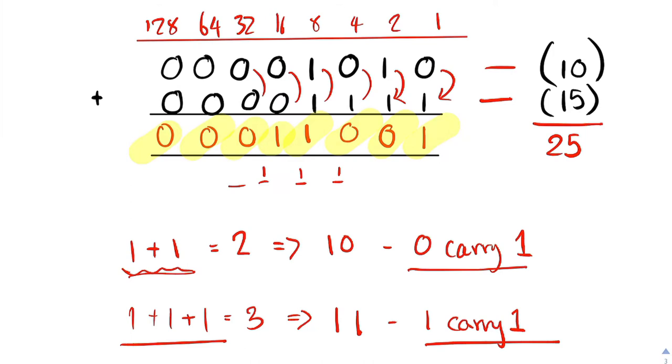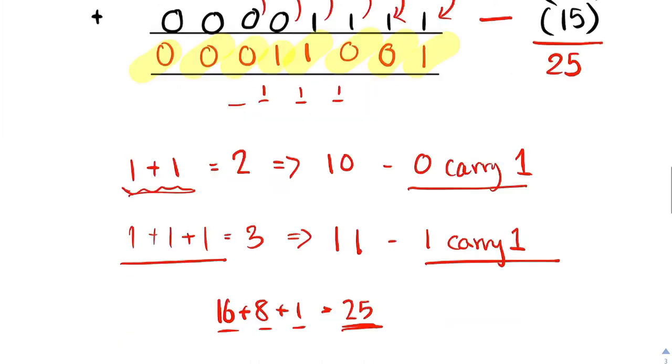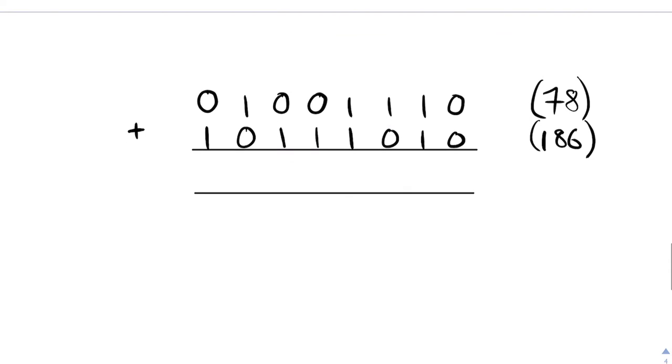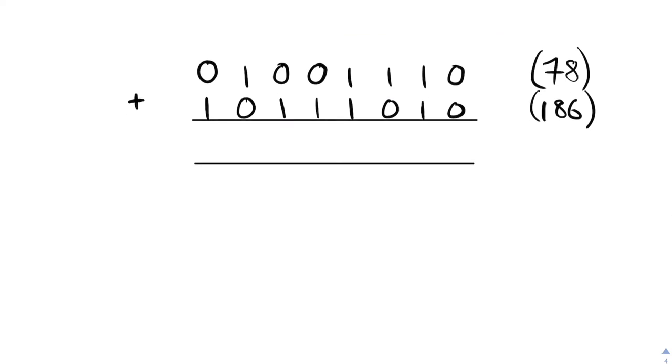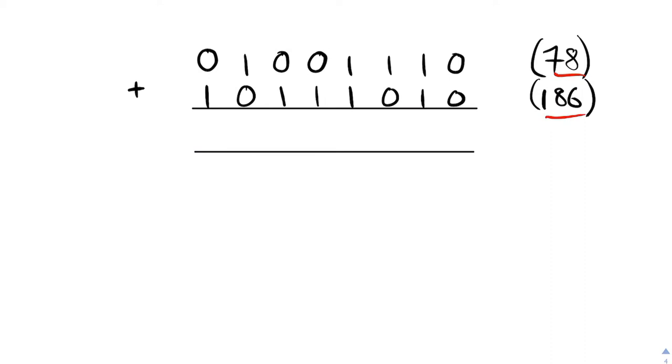So let's look now at a slightly more complex example. In this example, we're adding up 78 to 186. And let's just apply the exact same rules that we used before. So let's just remind ourselves of our rules.